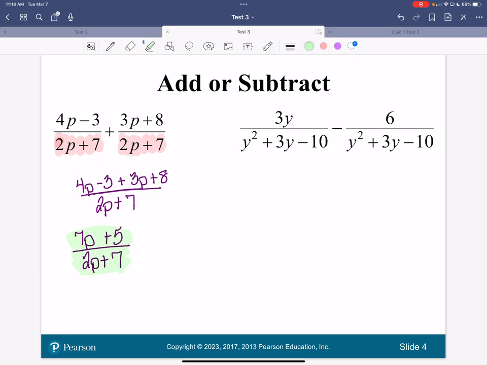Now, for this one, we are subtracting. What do I want you to do with this subtraction sign?